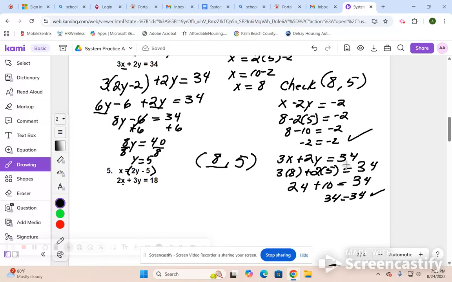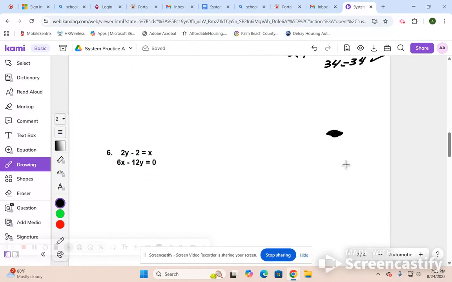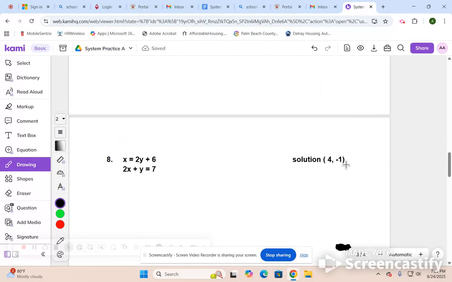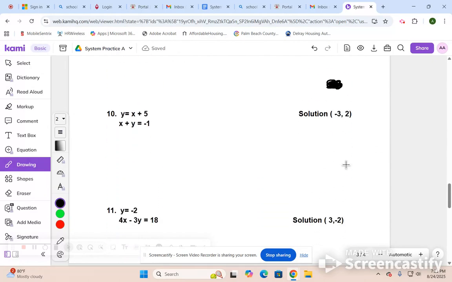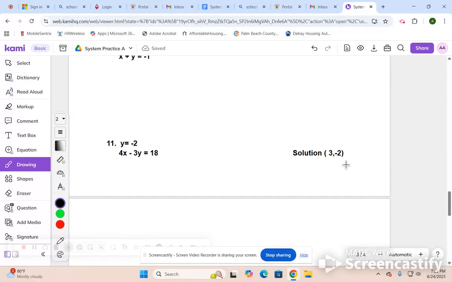All right, I'm going to look at a different problem with you. Actually, an easy one. So I'm going to look at number 11. This is actually the easiest one. They gave you a replacement value for y. All you're going to do is replace y with negative 2. So let's do that. So we'll have 4x minus 3 times negative 2 equals 18. Okay, 4x plus 6, because negative 3 times negative 2 is positive 6.